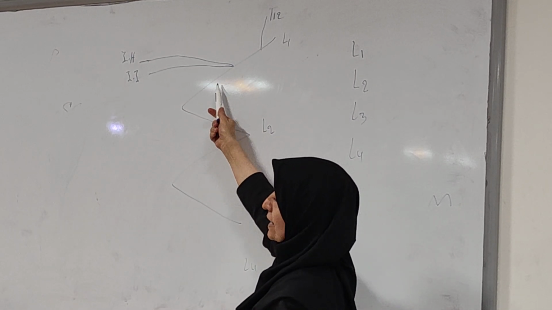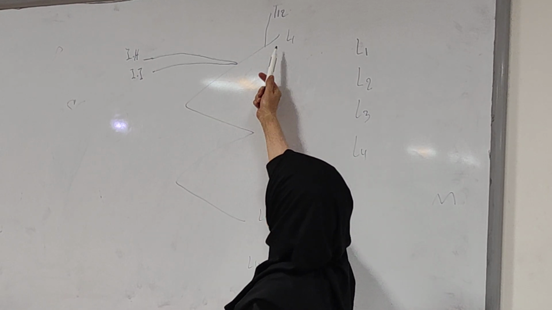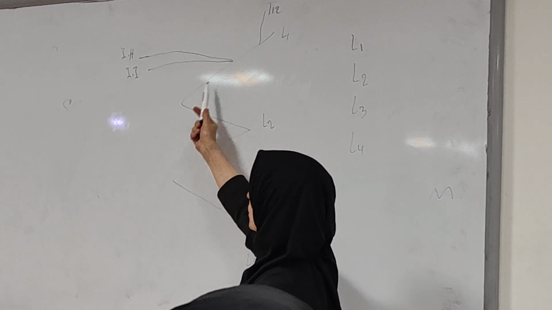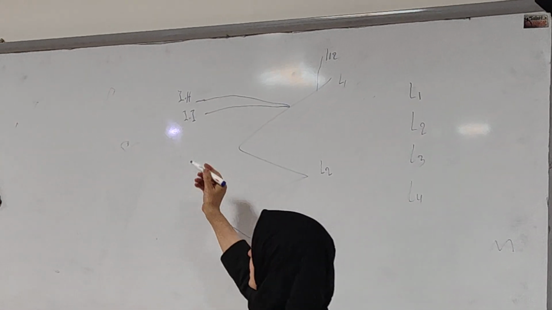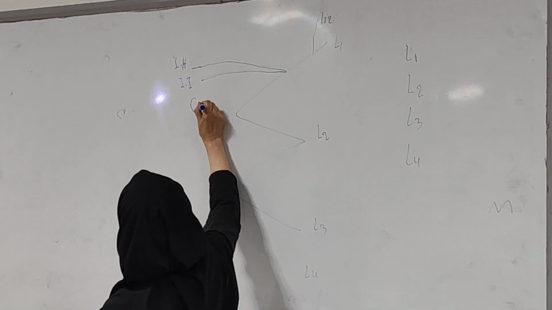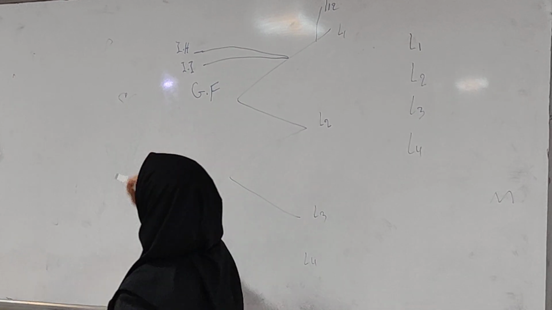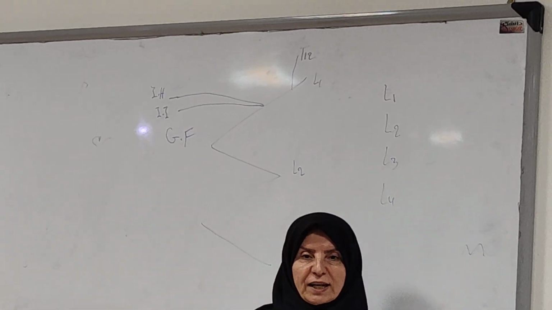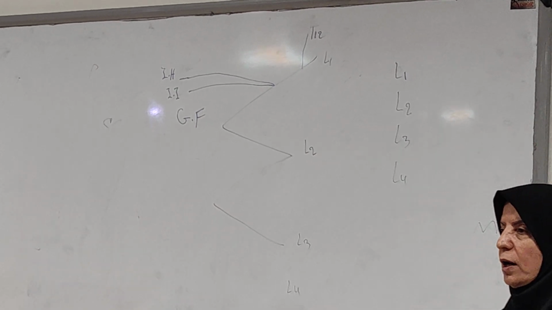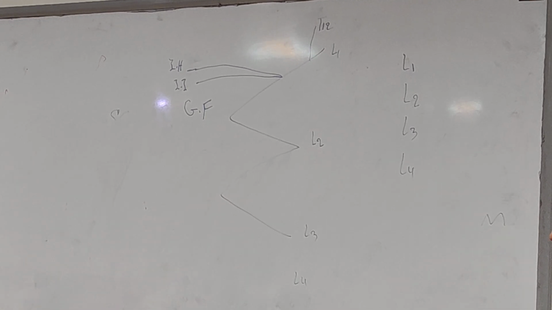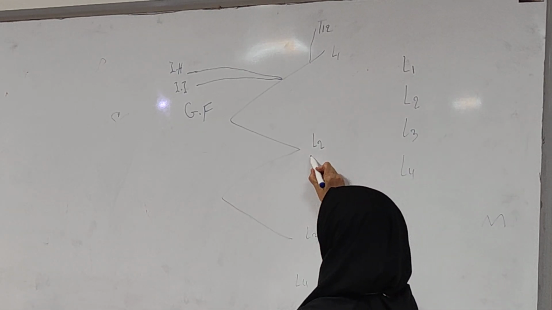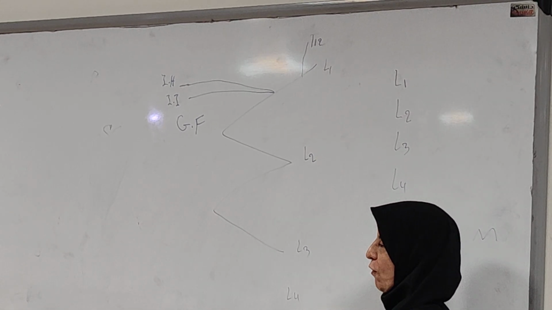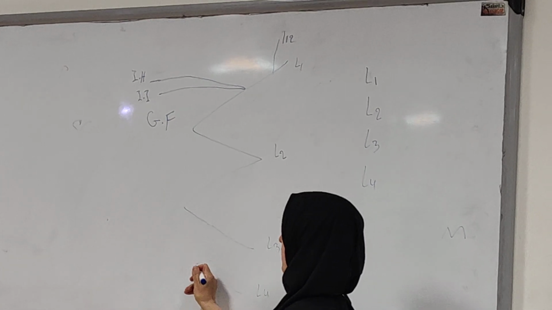Another branch, another nerve that belongs to L1 and T12, is coming down, joins some of the branch from L2, and makes a nerve that we call genitofemoral. L2, L3, L4, all of them.